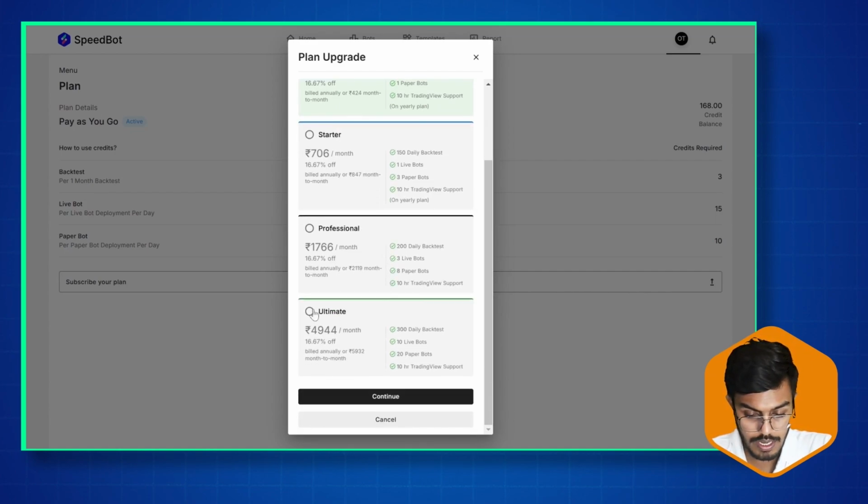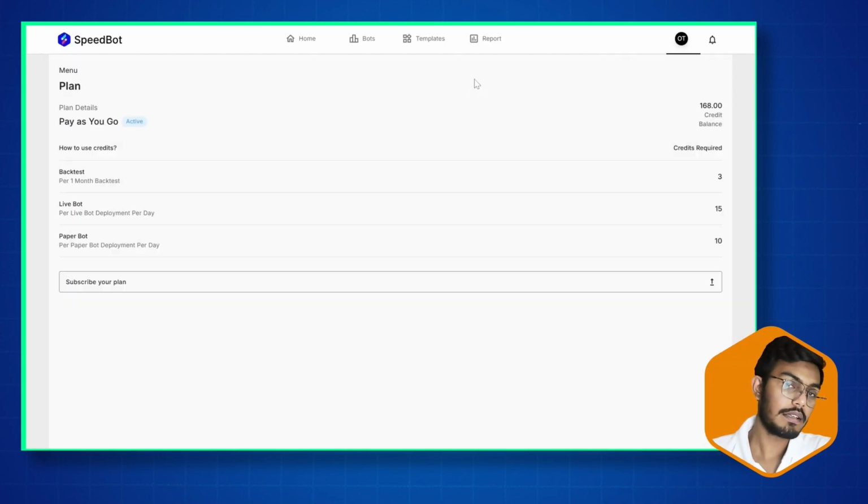Apart from that, we have the ultimate plan. That covers the live as well as the paper deployments. Apart from that, the number of capabilities have increased. As you can see, 300 backtests per day, live bot, paper bots, and 10-hour TradingView support. So these are the two types of plans that we have. Apart from that, we do not have any other plan for the subscription or the execution of the bots. All right, I hope this makes it clear to you. So let's move on to the next question.